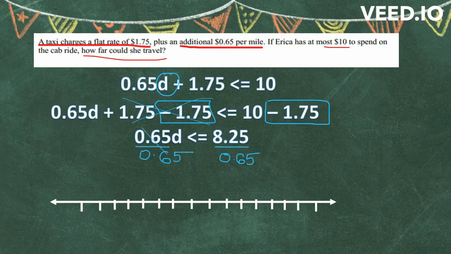Let's divide both sides by 0.65. They cancel out and we are left with d less than or equal to 12.7. Let's try to plot this out on the number line.